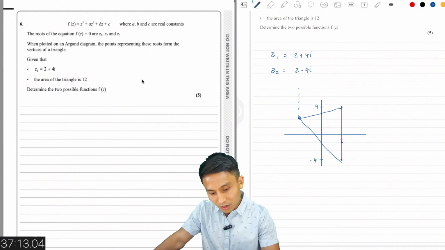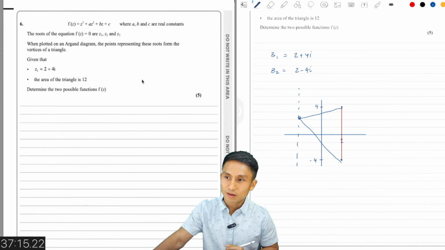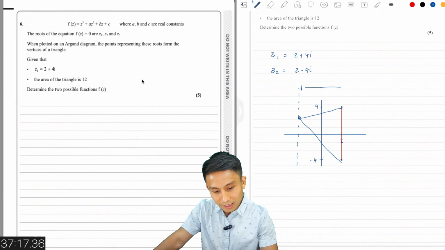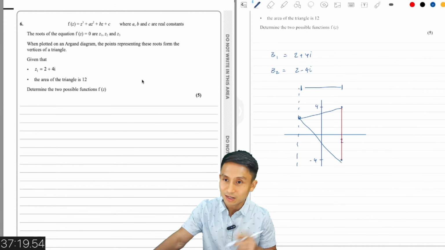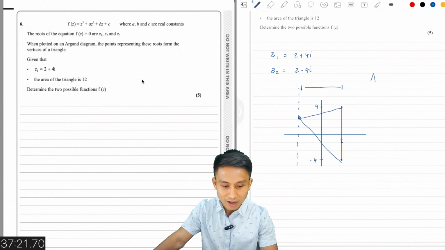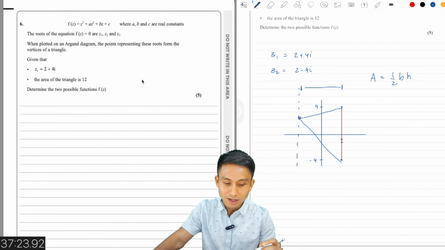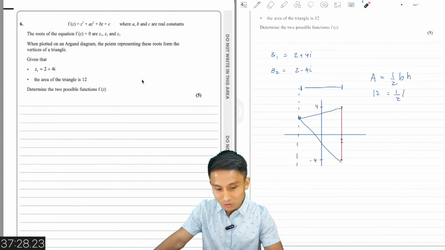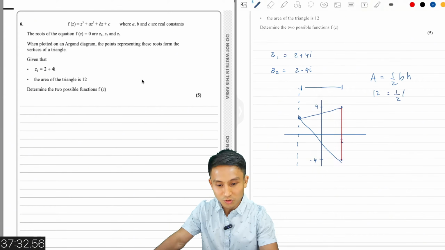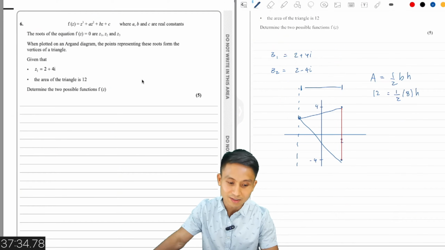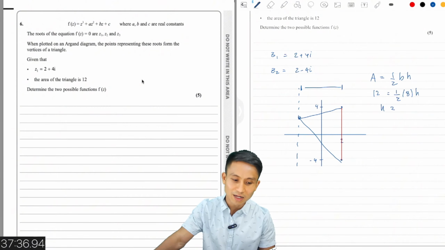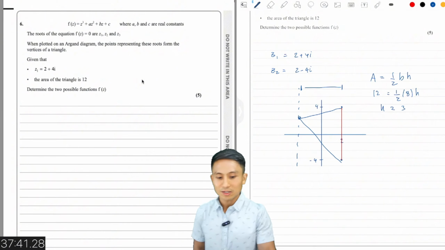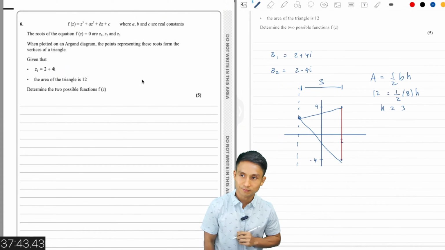I mean, it can move along this vertical, but we know for sure that there is a height here that can be determined because the area of the triangle is 1/2 base times height. We know the area is 12. We already know the base because we made the base to be this line, which is 4 minus minus 4, so that should be 8 for the base, and height is something. So if you solve that equation, you cancel, you get 3 for the height. That means this distance is 3.